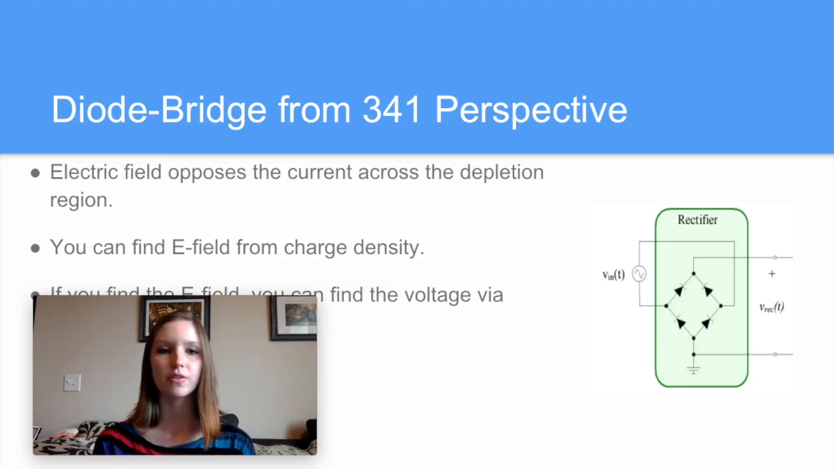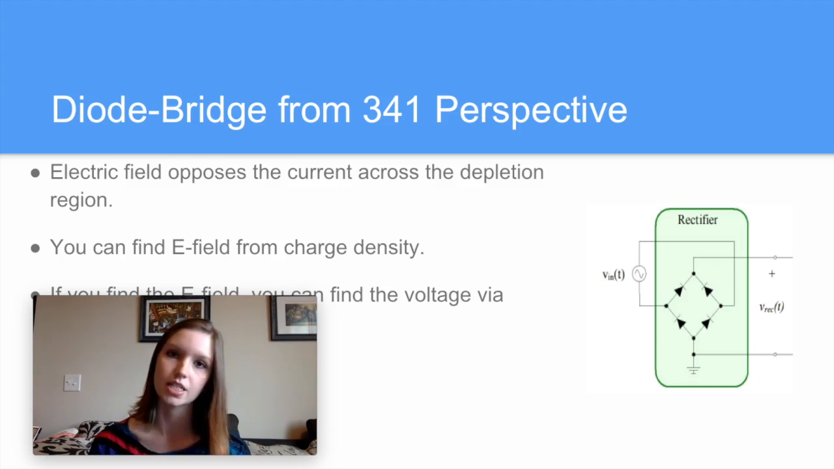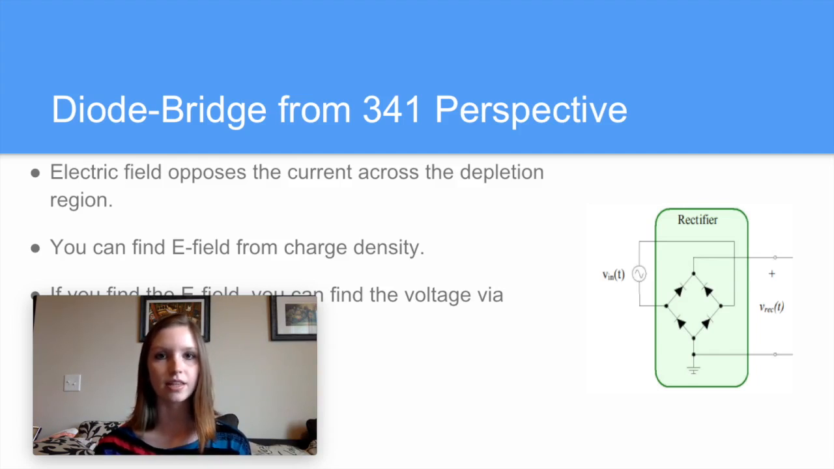Then from the 341 perspective, we're going to dive a little deeper into this electric field that occurs across the depletion region, and this is opposing the current going across the depletion region, which causes this internal resistance. We're going to find the E field by integrating the charge density for the P and the N regions, and then we are going to integrate that to find the voltage.